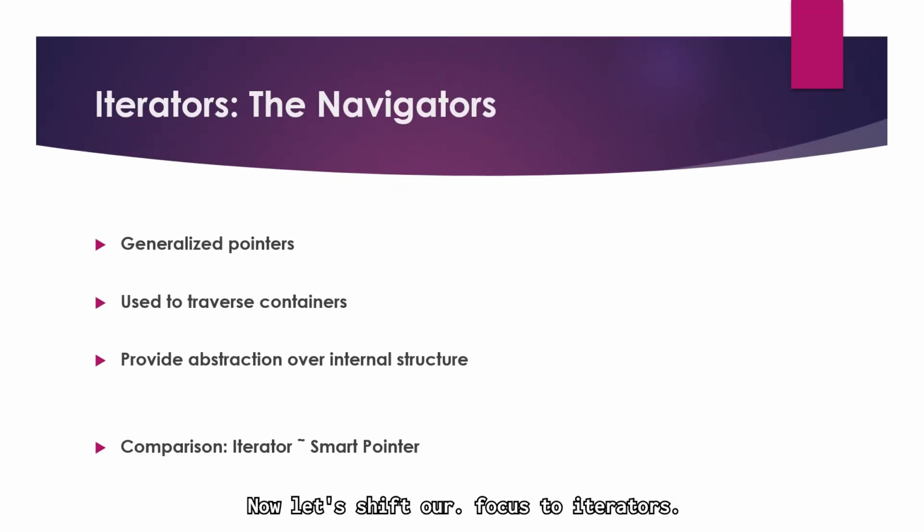Now let's shift our focus to iterators. If containers are like collections of data, then iterators are the navigators that help us move through them. We can think of iterators like smart pointers. They allow us to access elements, move forward or backward, and even manipulate data, all while abstracting away the underlying structure of the container. For example, a vector and a list store data differently, but we can use the same iterator syntax to loop through them. This uniformity is one of STL's greatest strengths.